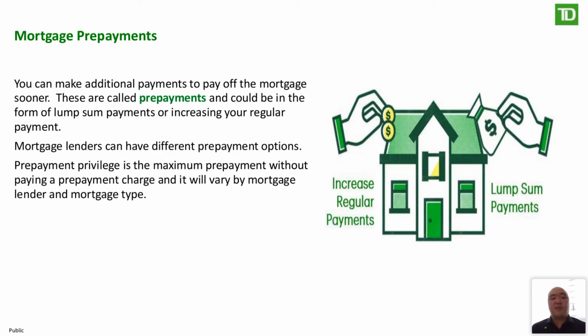So, mortgage prepayments. You can make additional payments to pay off your mortgage sooner. These are called prepayments: payments above and beyond your regular scheduled payments. So if you have monthly scheduled payments and you're making additional payments on top, these would be a prepayment. Prepayments could be in the form of a lump sum or increasing your regular payment. Prepayment privilege is the maximum prepayment you can pay without incurring a penalty and will vary by mortgage lender and mortgage type.